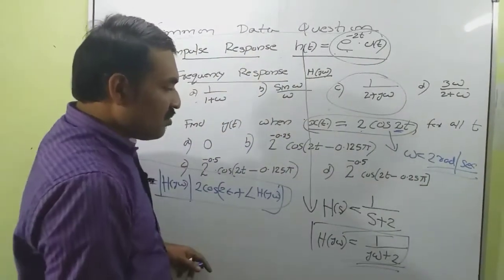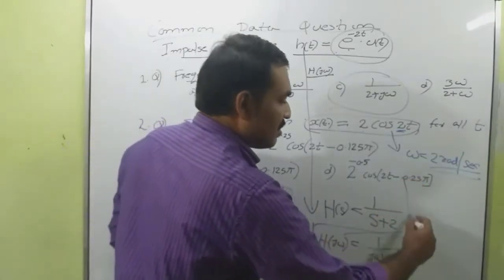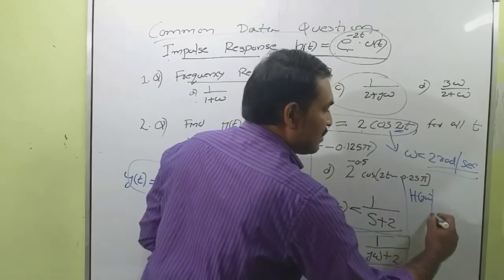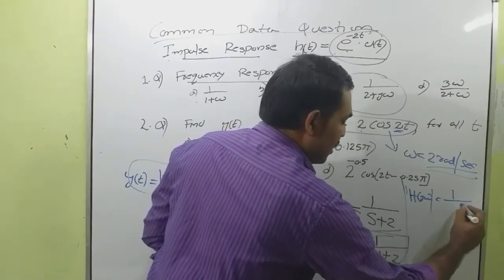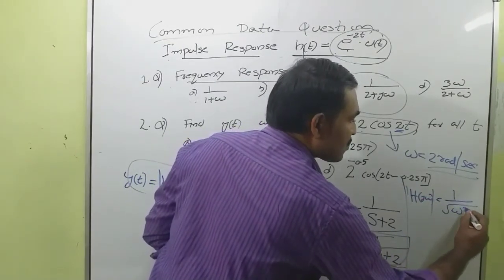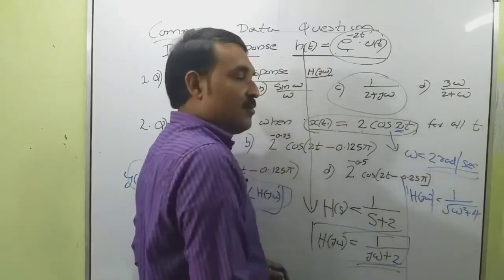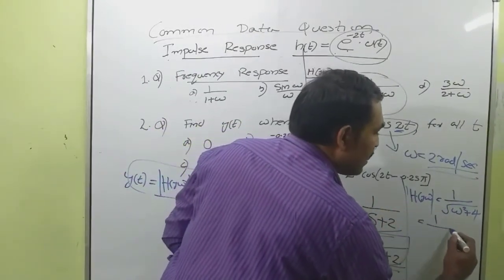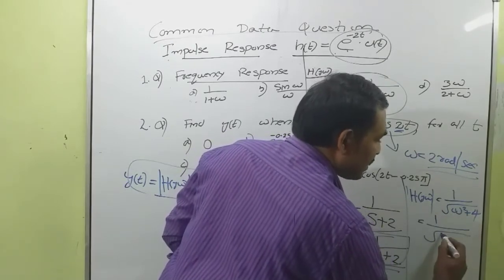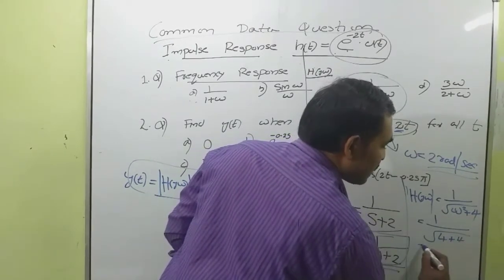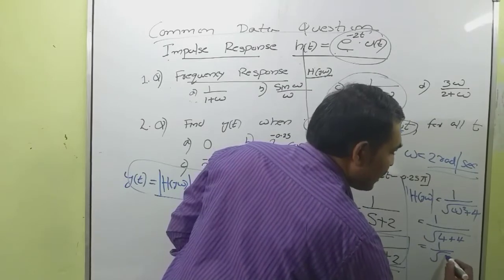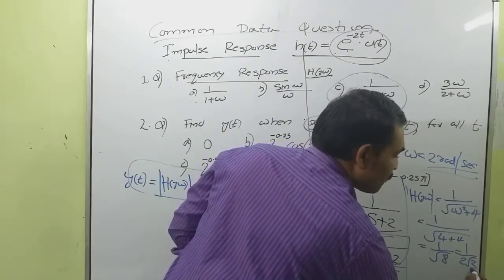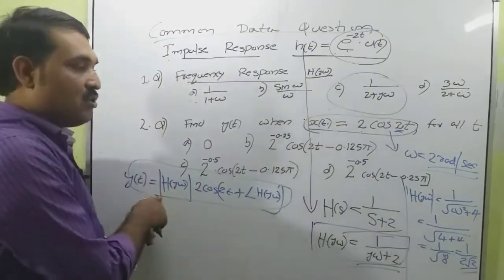Okay. Now what's the magnitude of h of j omega? Magnitude of h of j omega, that is equal to 1 divided by root of omega square plus 4. Now put omega is equal to 2. We get this is equal to 1 divided by root of 2 square, that is 4 plus 4. That is equal to 1 by root 8. We can write this is equal to 1 by 2 root 2. So that is the magnitude of h of j omega.